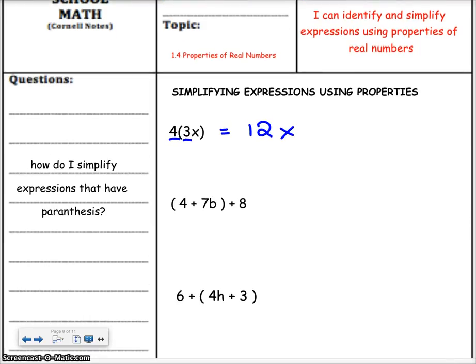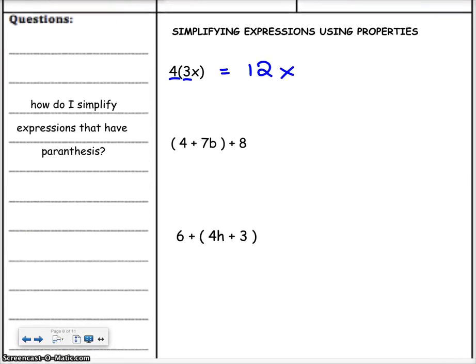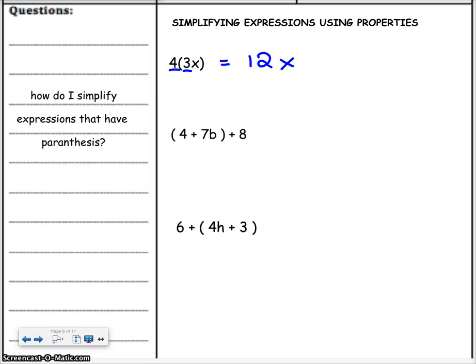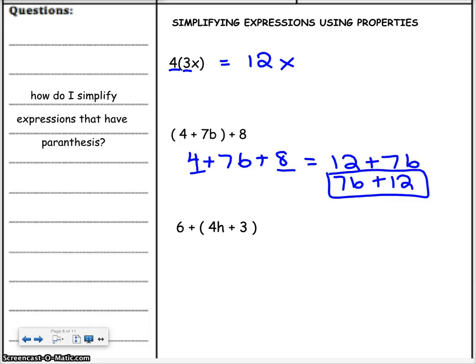And sometimes they try to trick you and they put parentheses here. Is this 8 sticking to the parentheses? No, it's not. So I don't need to distribute anything. So it doesn't even need to be there. This can be written as 4 plus 7b plus 8. What can I combine together? 4 and 8 is 12 plus 7b. But proper, this is what I love. This is what I need you to write, because variables should go first.